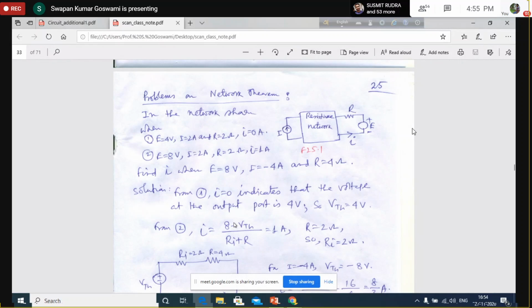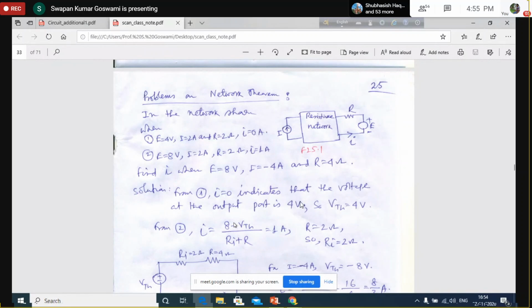Is it clear? That means if I open these terminals, open this source from here, then what will be the voltage available here? It will be 4 volt, because since it is 4 volt here and 4 volt here, no current is flowing through this branch. That means the open circuit voltage at the output terminal is equal to 4 volt.